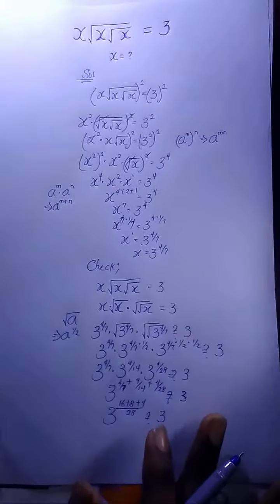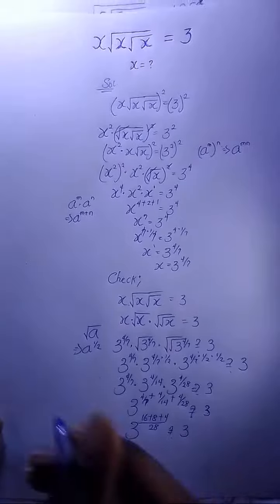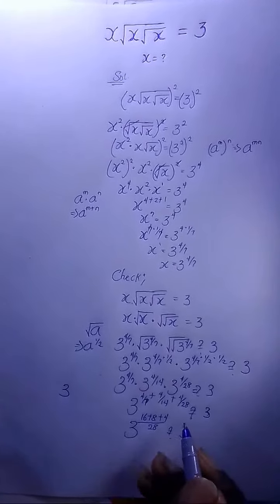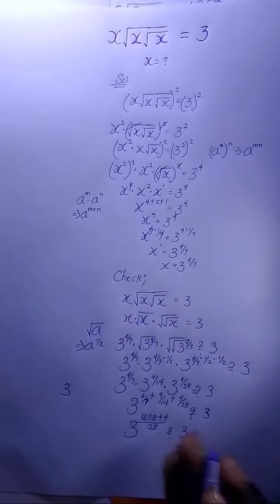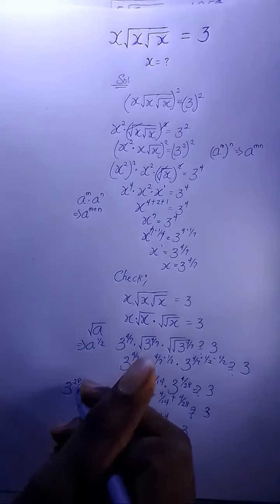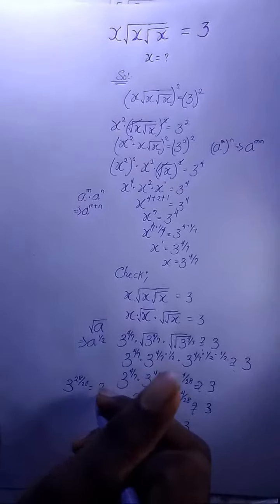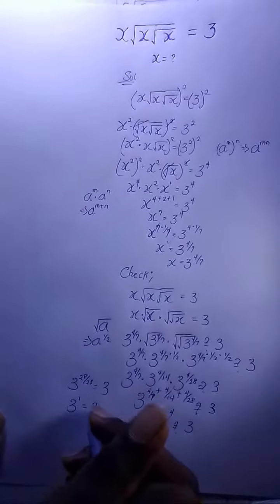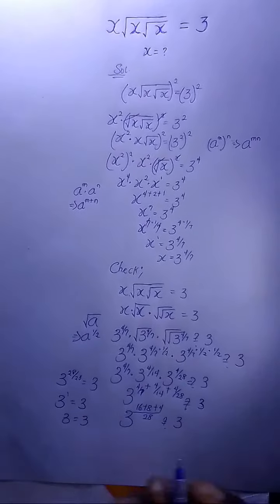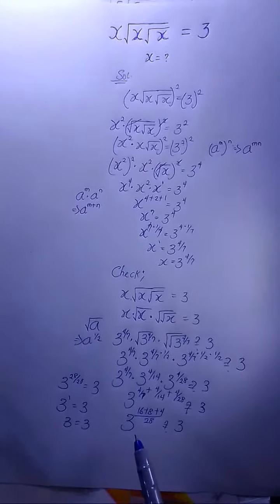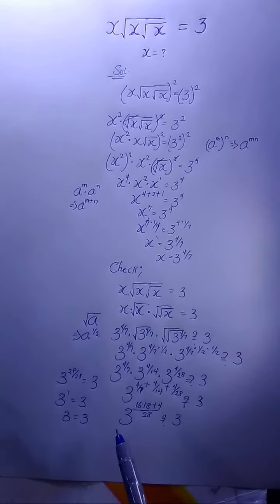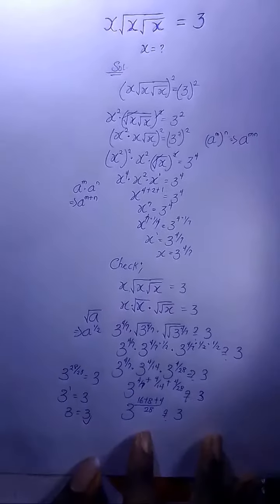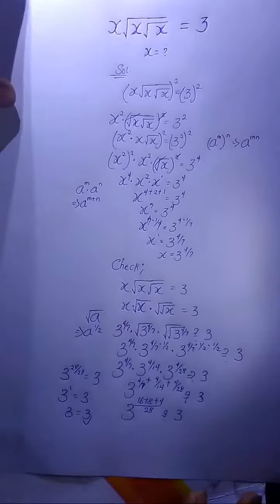So from here, let's bring this here. We have 3 raised to the power of 16 plus 4 plus 8 plus 4, that's 28, over 28. Does it give us 3? 28 over 28 is 1, so 3 raised to the power of 1 equals 3. So we can see from here that our answer is correct. Our answer here is very correct, so this is our answer for this question.